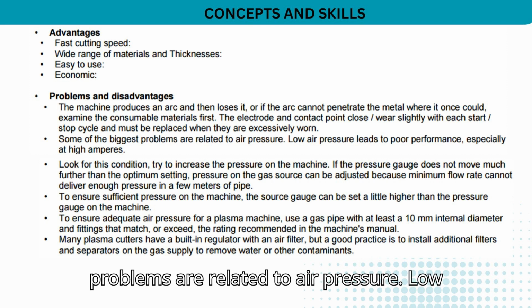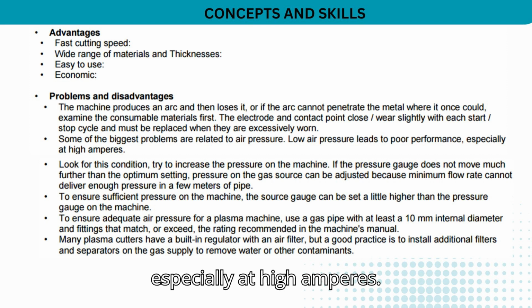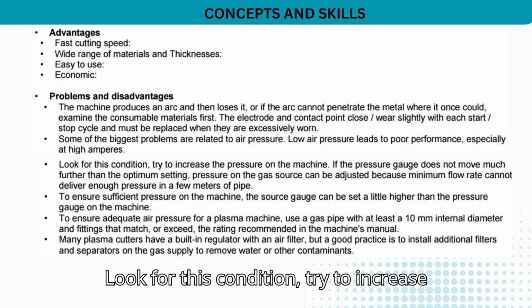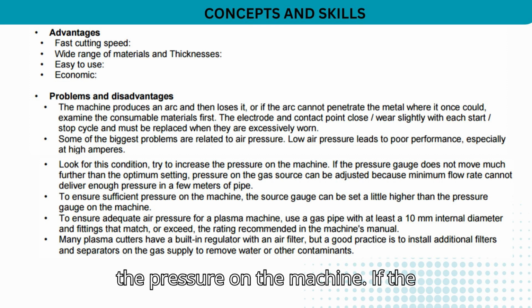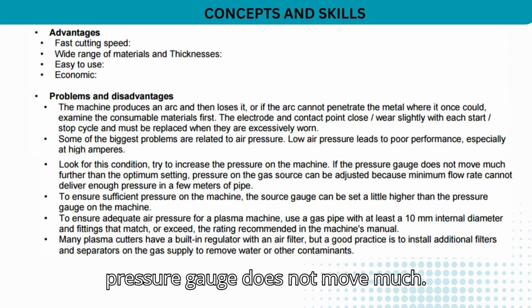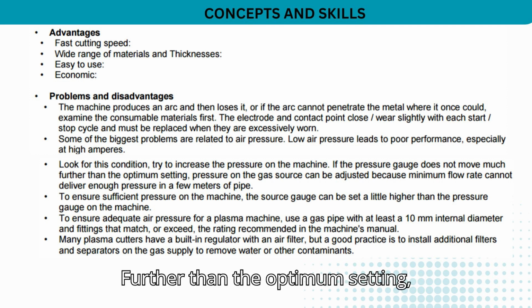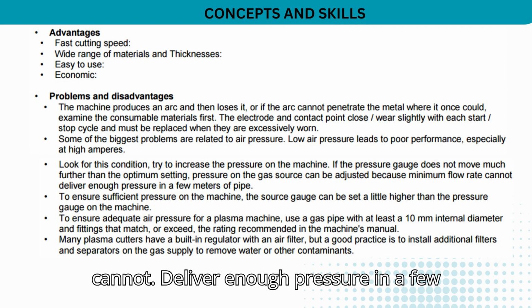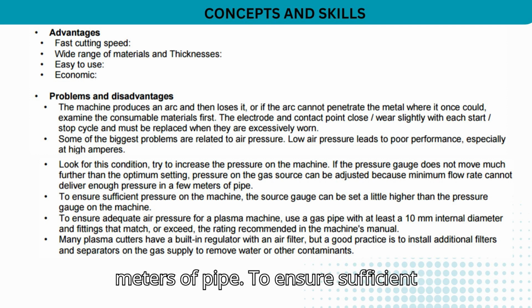Some of the biggest problems are related to air pressure. Low air pressure leads to poor performance, especially at high amperes. Look for this condition. Try to increase the pressure on the machine. If the pressure gauge does not move much further than the optimum setting, pressure on the gas source can be adjusted because minimum flow rate cannot deliver enough pressure in a few meters of pipe.